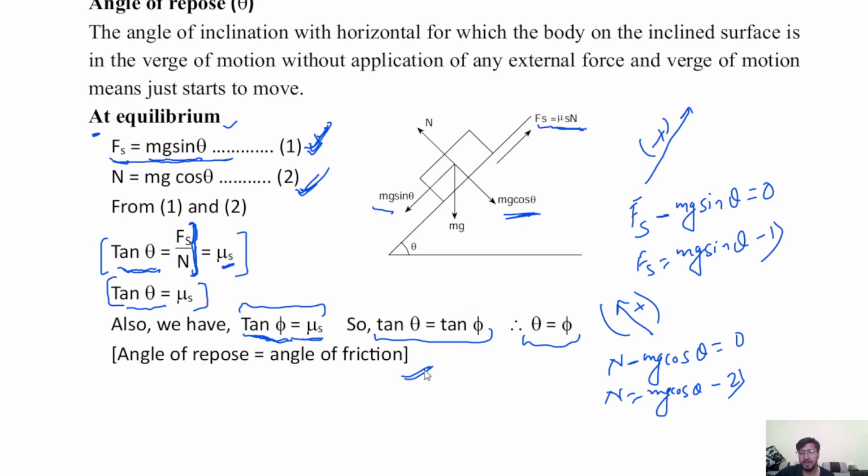Finally, the angle of repose is equal to the angle of friction, and the angle of repose is the inclination with the horizontal for which the body on the inclined surface is on the verge of motion without application of any external force. Verge of motion means just start to move condition. At that condition, the angle of repose is equal to the angle of friction.